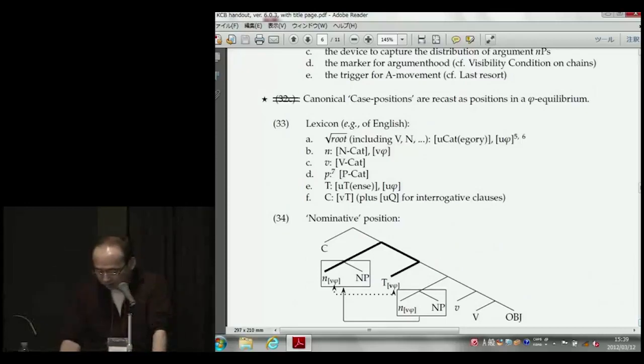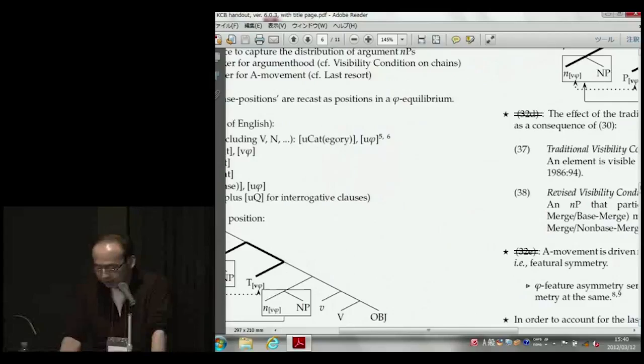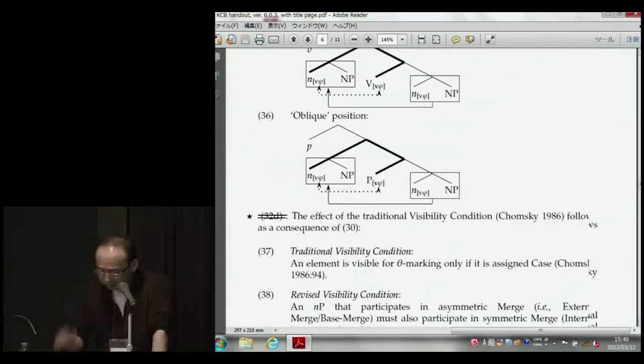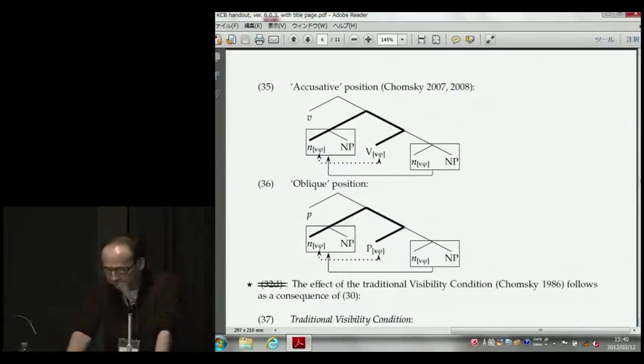One possible way to further extend the analysis to the oblique case position as well is to adopt Svenonius's PP shell analysis of prepositional phrases. That's one possibility. But anyway, whatever the details of the approach may turn out to be, it seems reasonable to say that the account of the little NP distribution, the distribution of noun phrases, is no longer crucially dependent upon the notion of abstract case.